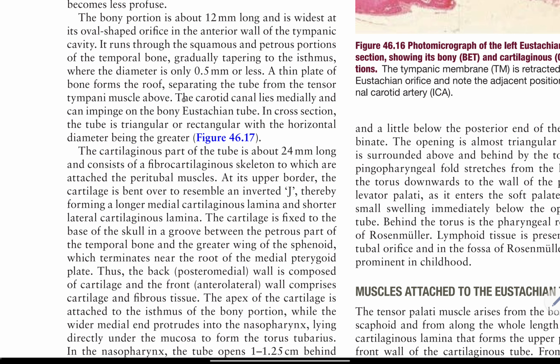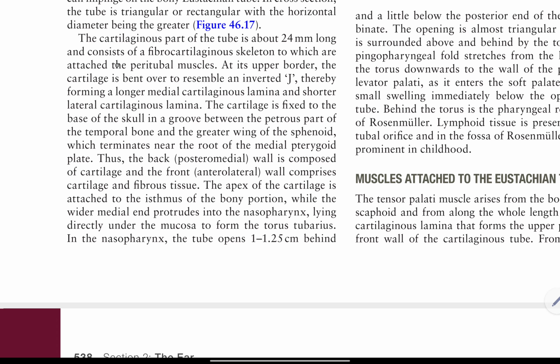The cartilaginous part of the tube is about 24 millimeters long and consists of a fibrocartilaginous skeleton to which are attached the peritubal muscles. At its upper border, the cartilage is bent over to resemble an inverted J, thereby forming a longer medial cartilaginous lamina and a shorter lateral cartilaginous lamina. The cartilage is fixed to the base of the skull in a groove between the petrous part of the temporal bone and the greater wing of the sphenoid, which terminates near the root of the medial pterygoid plate.